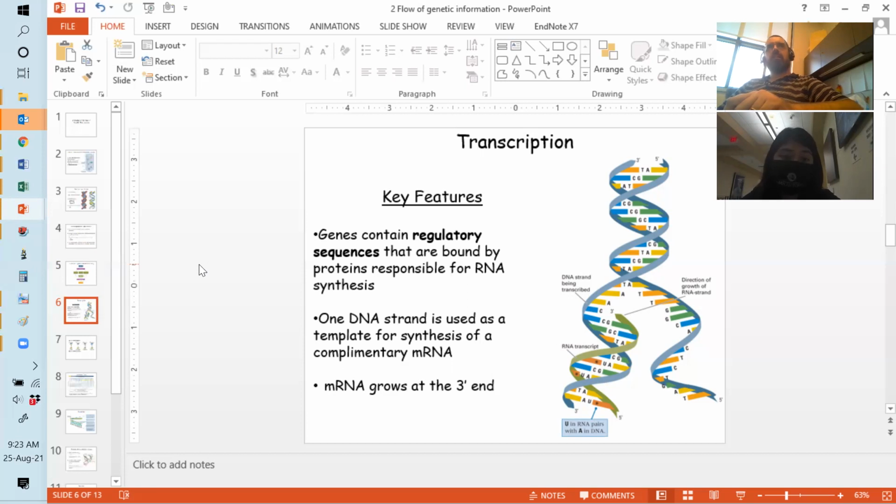And transcript actually is a good word because it's one that you're all familiar with, right? Your transcript is a copy of your courses and the grades you get, right? And so RNA is also a transcript of the information in DNA. It's not the same, but it is a copy of that information.